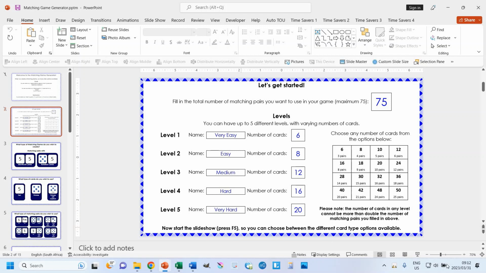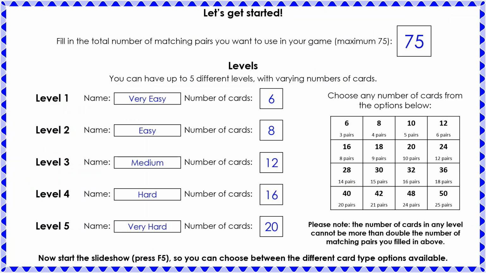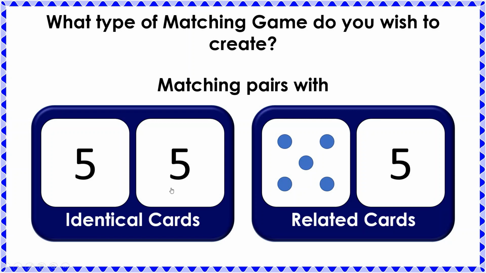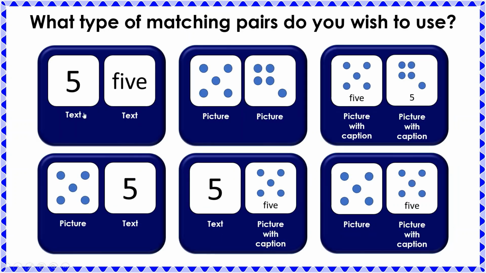So I'm going to press F5, or you can just click on this button over here to start the slideshow. And then go to the next screen, and it gives you this option over here, and you can either choose identical or related. So in this example, I'm going to show you the related cards option. Now, in related cards, you have the option of having text matching text, or pictures matching pictures, or picture with caption matching picture with caption, or a picture matching text, or text matching a picture with caption, or a picture matching a picture with caption. So as I said, you can have a combination if you want to.